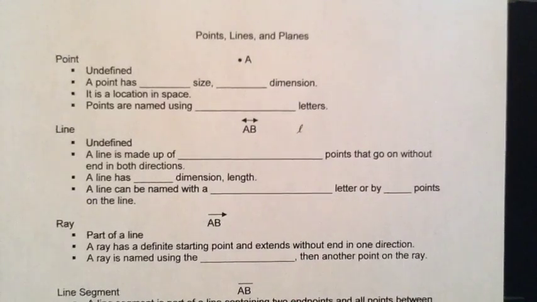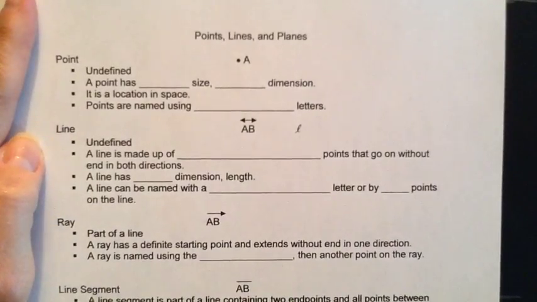All right, so the first term we want to look at is that of point. It's one of three undefined terms, and by undefined we simply mean that we give examples of and descriptions of the term, but there is no real definition. We will then use those terms to define other terms in mathematics. All right, so points, lines, and planes are going to be our three undefined terms.